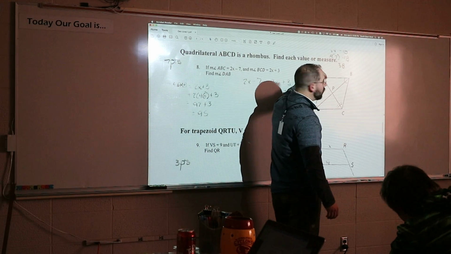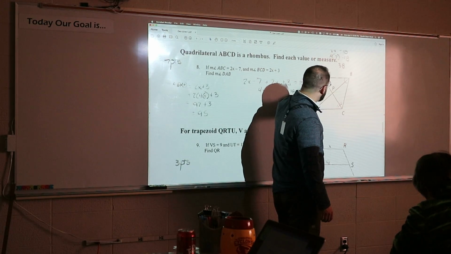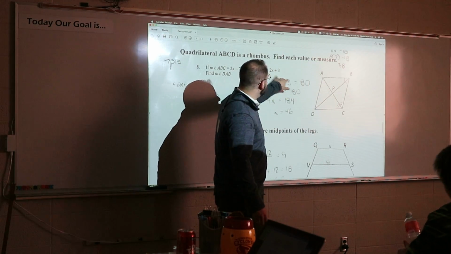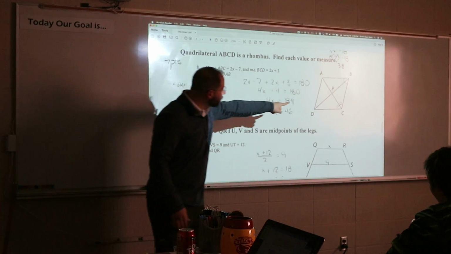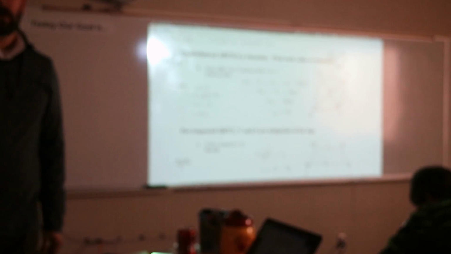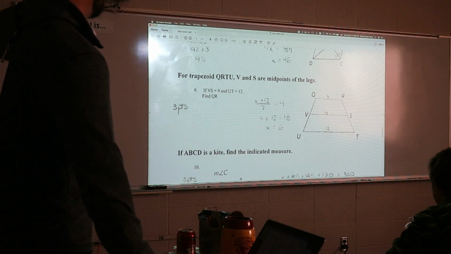That's this angle. The only way you can find this angle is plugging into that one, because it will transfer across. This angle is BCD, that was the 2x plus 3, so if I take my 46 and plug it back in, you get 95, and that angle does look like it's obtuse, so it was drawn somewhat to scale. Okay. Number 9, that is a trapezoid.